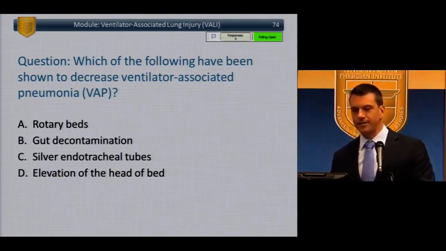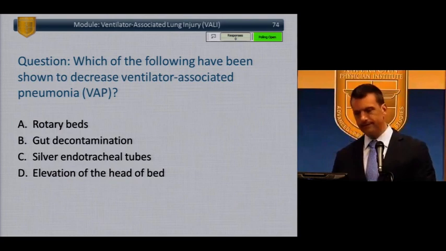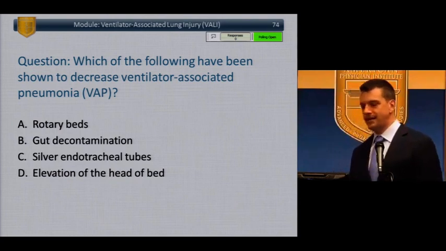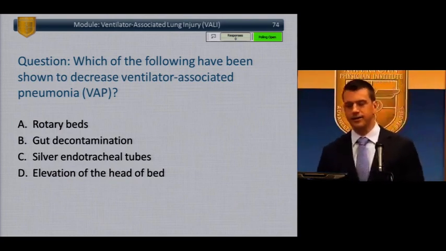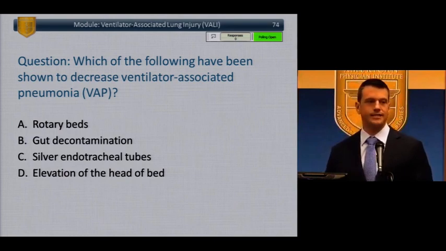Which of the following have been shown to decrease ventilator-associated pneumonia? A, rotary beds. B, gut decontamination. C, silver endotracheal tubes. Or D, elevation of the head of the bed.